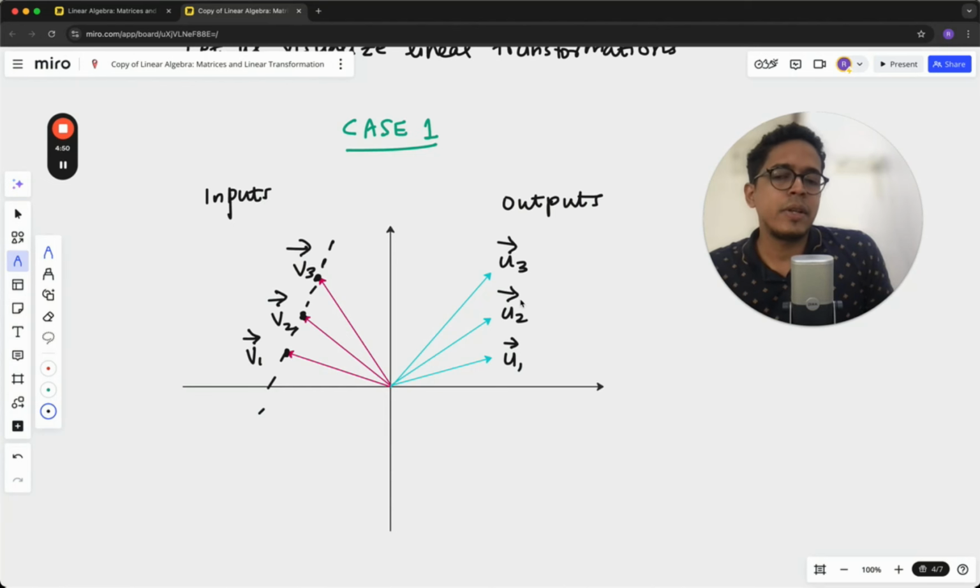Now let's see what happens to those coordinates after transformation. So after transformation, v1 becomes u1. So now the new tip is this. v2 becomes u2. So the new tip is this.